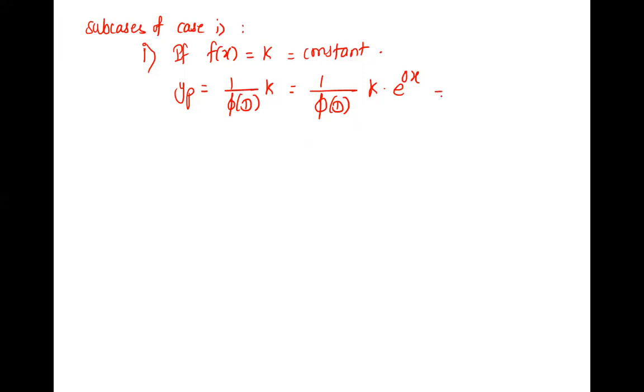Here the constant k can come out: 1 upon phi D acts on e raised to 0x, and k as it is. Replace D by 0, so it is 1 upon phi of 0 into e raised to 0x. You can write it or ignore it finally. But the condition is phi of 0 should not be equal to 0. If 0, do you know what to do?